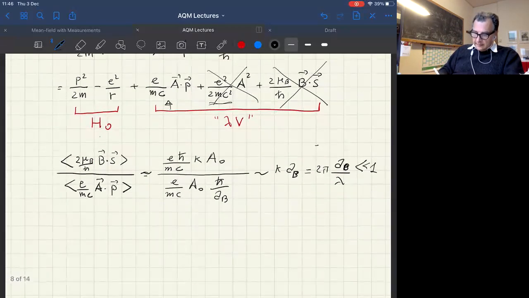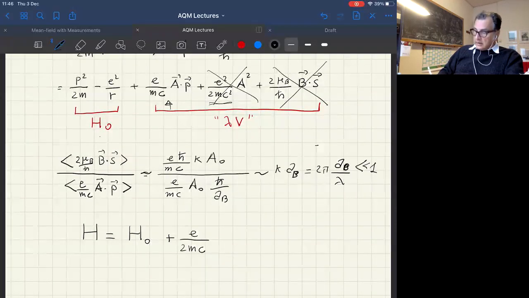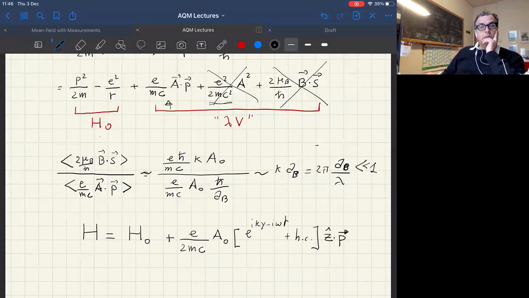So just to summarize, our perturbation theory would be something like H0 plus e over 2mc A0, and then we have e to the i k y minus i omega t plus complex conjugate, and then I have z dot P. This is my perturbation.